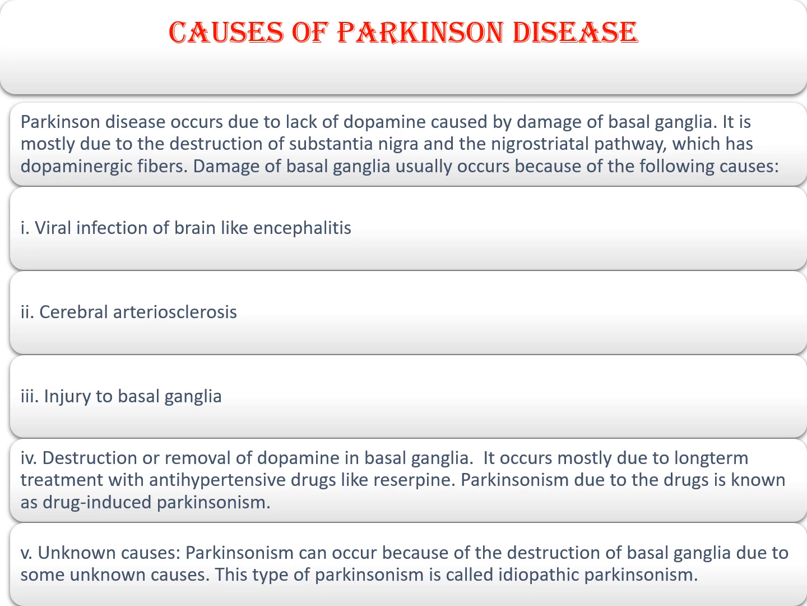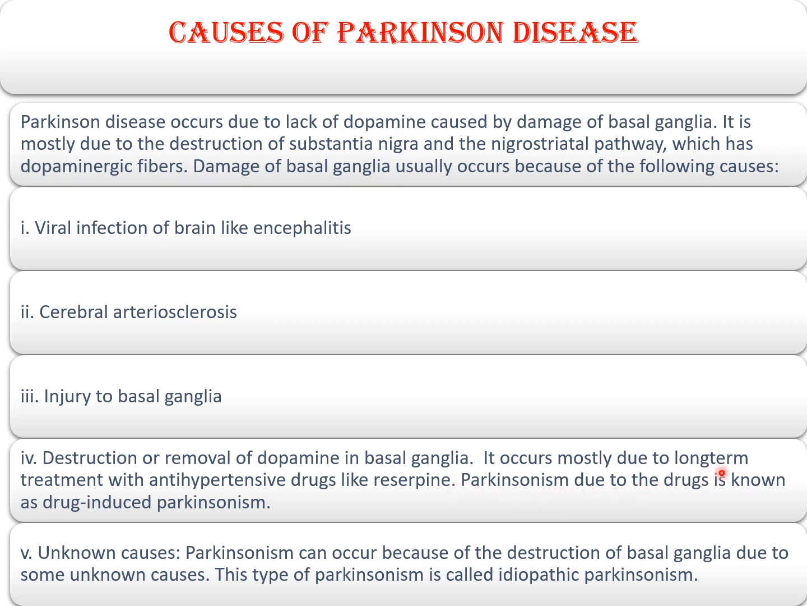What are the causes of Parkinson's disease? It occurs due to lack of dopamine caused by damage of the basal ganglia. It is mostly due to the destruction of the substantia nigra and nigrostriatal pathway, which has dopaminergic fibers. Damage of the basal ganglia usually occurs because of causes like viral infection of the brain such as encephalitis, cerebral arteriosclerosis, injury to the basal ganglia, and destruction or removal of dopamine in the basal ganglia.